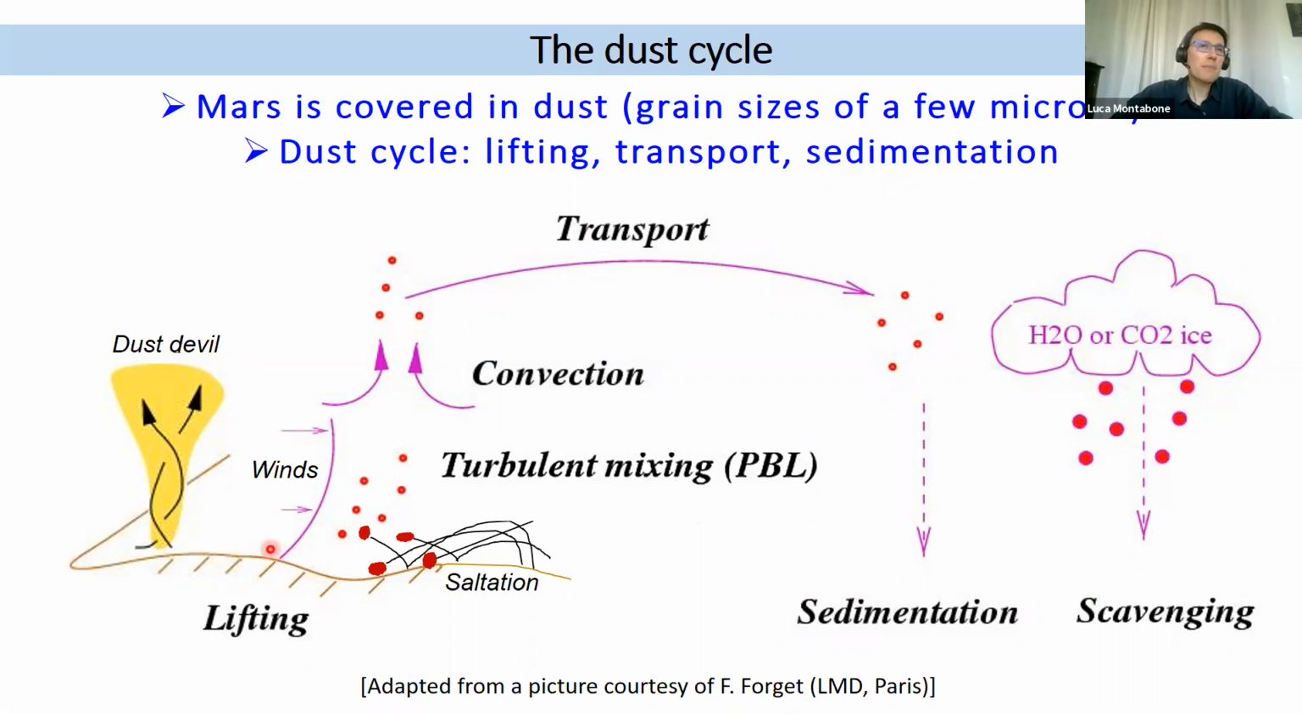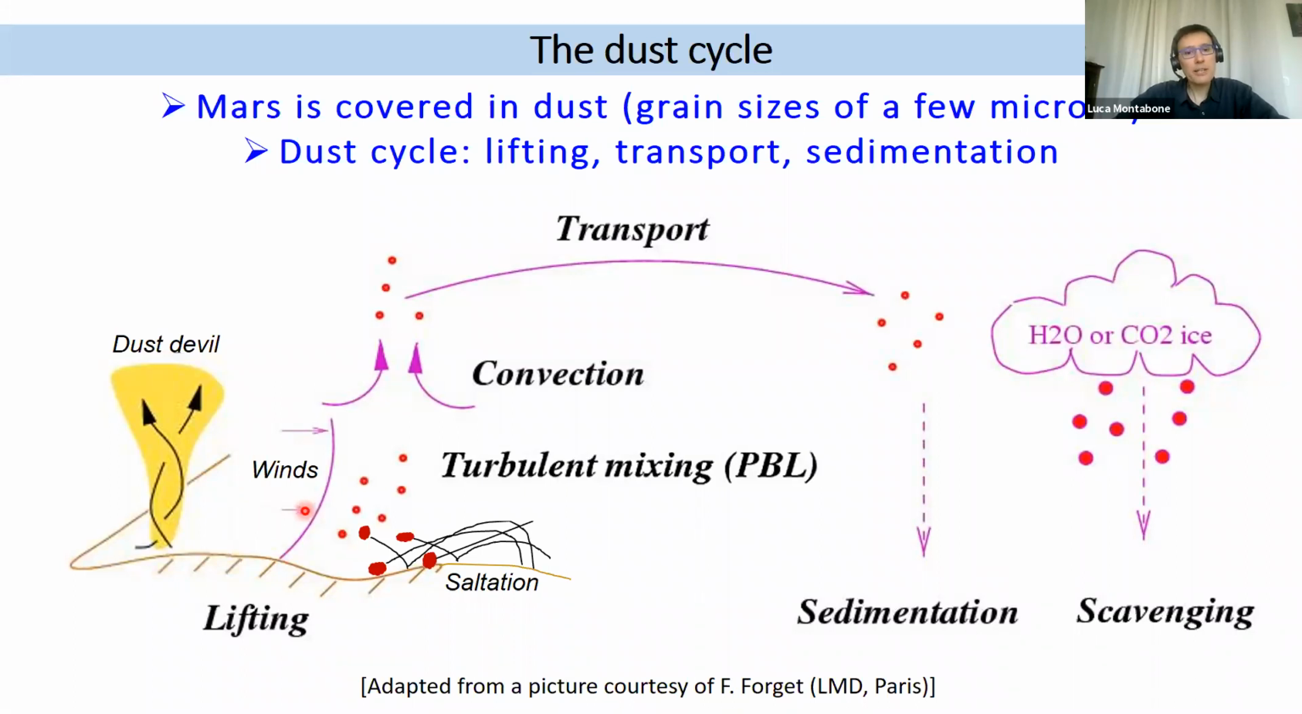There are three main mechanisms by which dust particles are lifted from the surface. Dust devils are one. These are convective vortices. They have a low pressure in the middle, so they can suck dust particles from the ground. Near surface winds are another, more important mechanism by which dust is lifted from the ground.